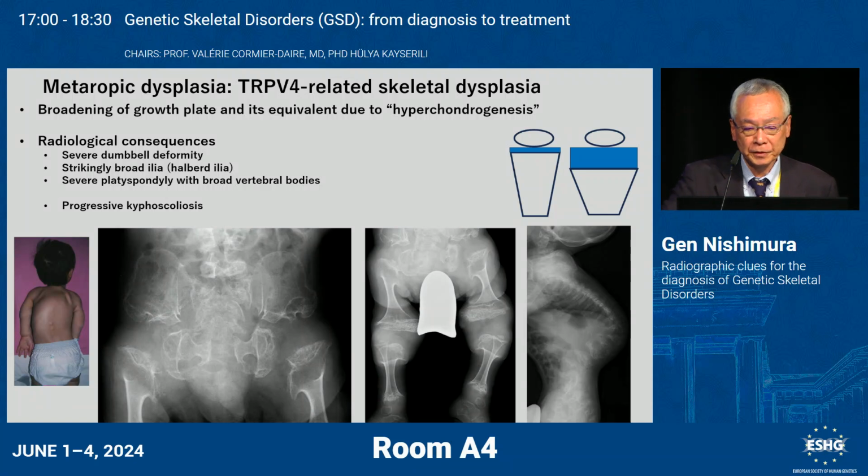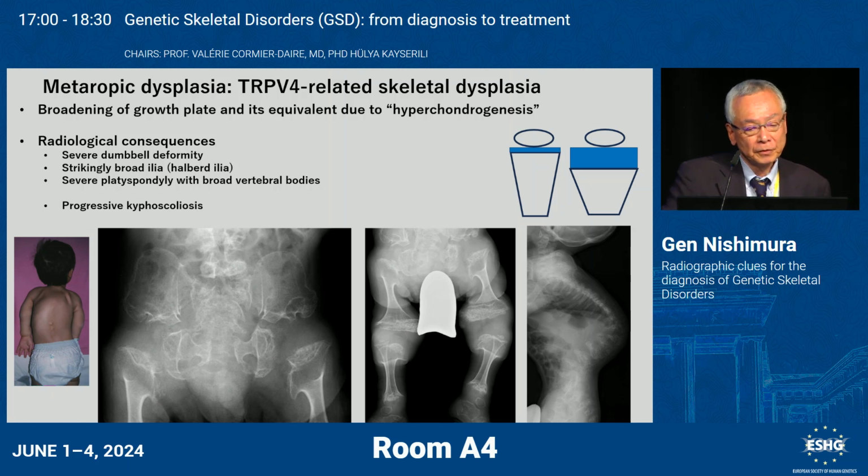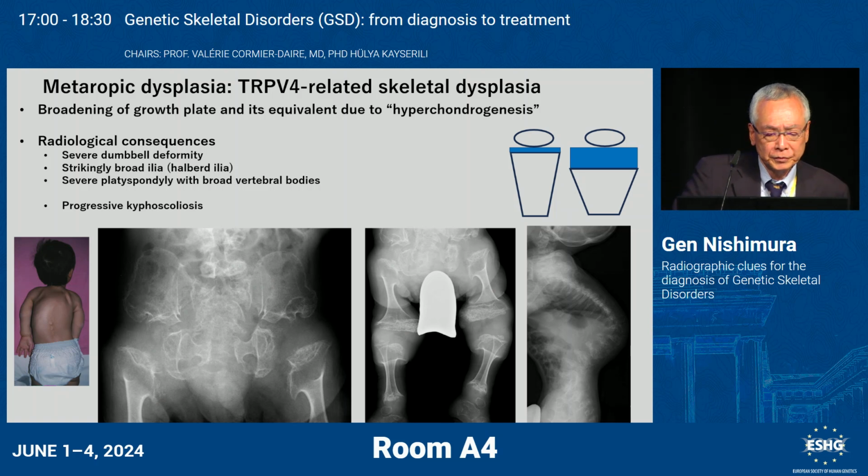Metatropic dysplasia is a TRPV4-related skeletal dysplasia. The hallmark is broadening of the growth plate and its equivalent, probably due to hyperchondrogenesis, as shown in this cartoon. Radiological consequences include severe dumbbell deformity, striking broad ilia termed Harvard ilia, and severe platyspondyly with broad vertebral bodies. Progressive kyphoscoliosis is the clinical hallmark of this disorder.